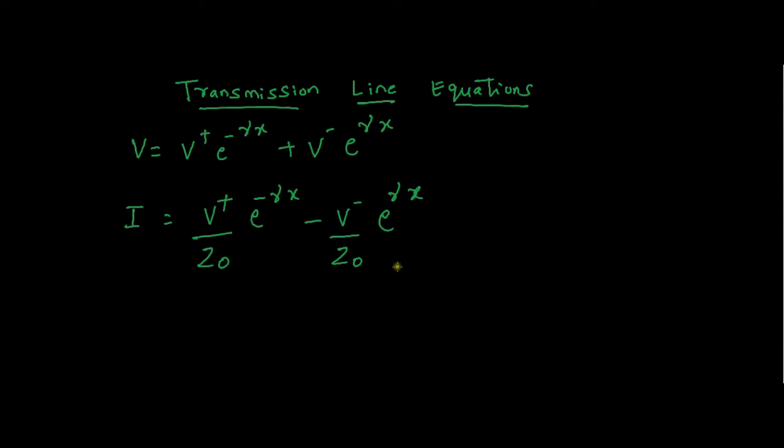These are the basic transmission line equations which we had derived in the first video lecture. V is equal to V plus e raised to minus gamma x plus V minus e raised to gamma x. The first term on the RHS, that is the right hand side, is the forward wave, and this is the reflected wave. And this is the corresponding current equation. Now we are interested in finding out the impedance at any point on the transmission line. These are our basic equations.